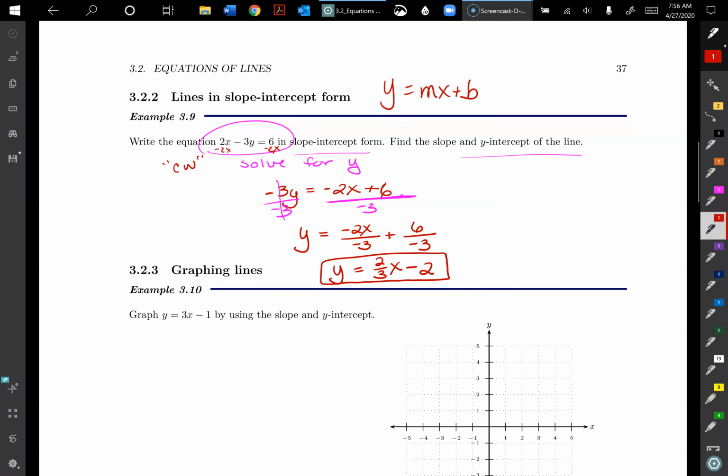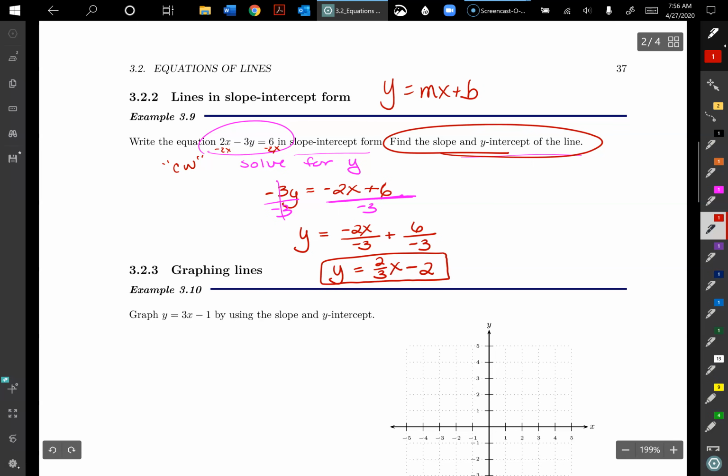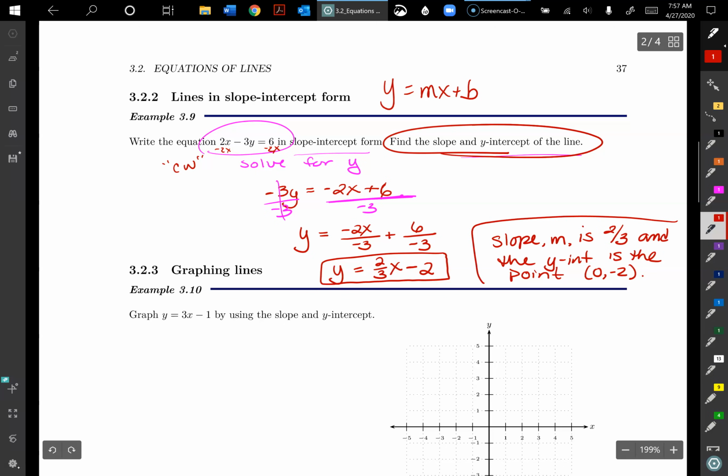Actually, not quite our final answer. We do have this part 2, find slope and y-intercept of the line. So slope m is 2/3, and the y-intercept is negative 2, but we want to write it as a point a lot of times: (0, negative 2). So that is part 2 of our answer. So we had 2 different pieces to look at.